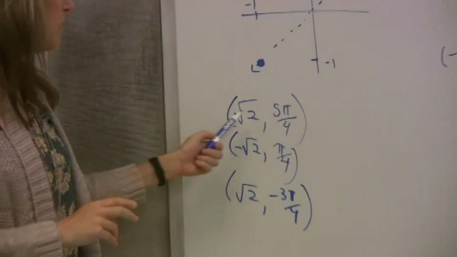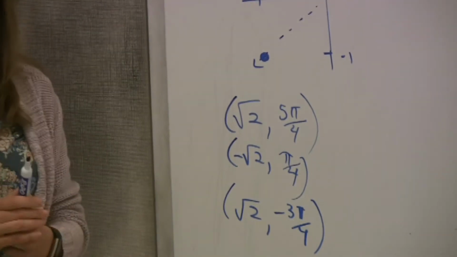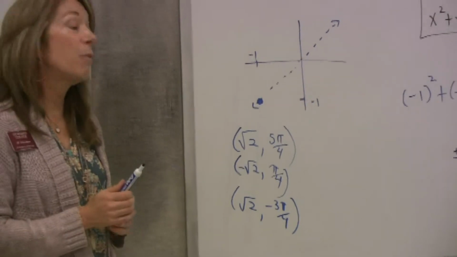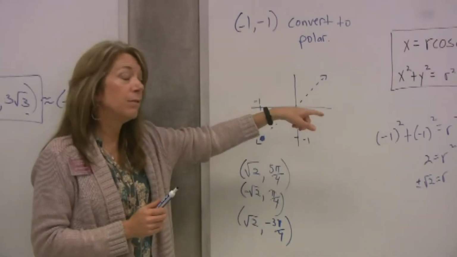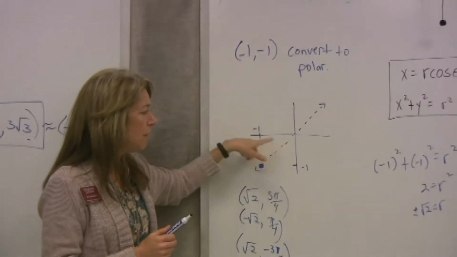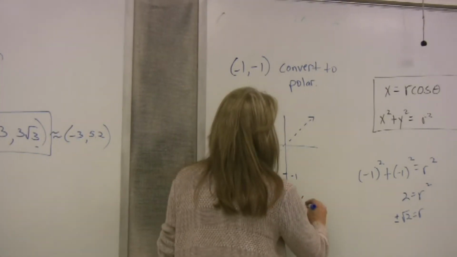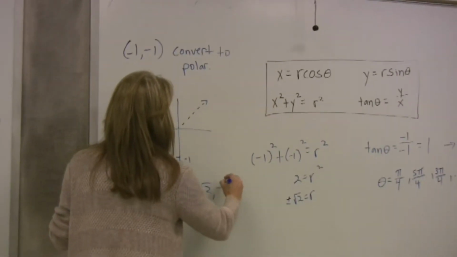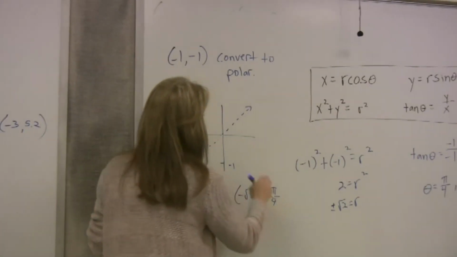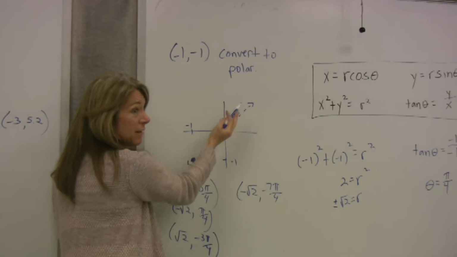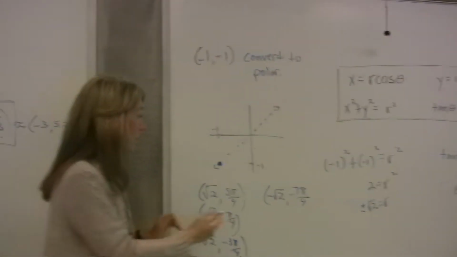So you could do positives, you could do one of each. We could do negative root 2 and negative 5 pi over 4? Not 5 pi over 4, 7 pi over 4. If you wanted them both to be negative, we would have to go all the way around almost to 2 pi. 7 pi over 4, that would work too.